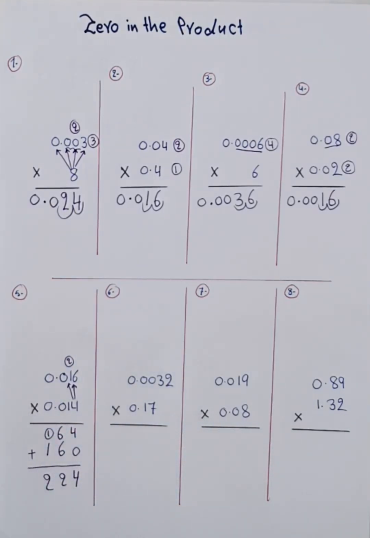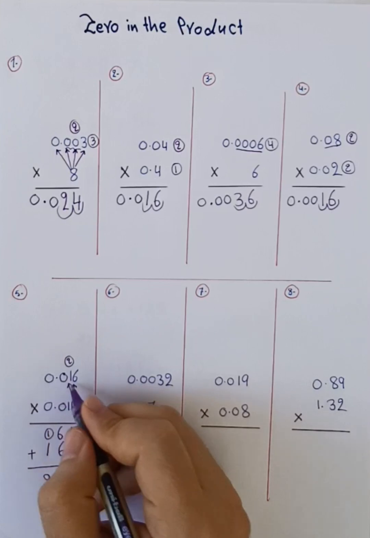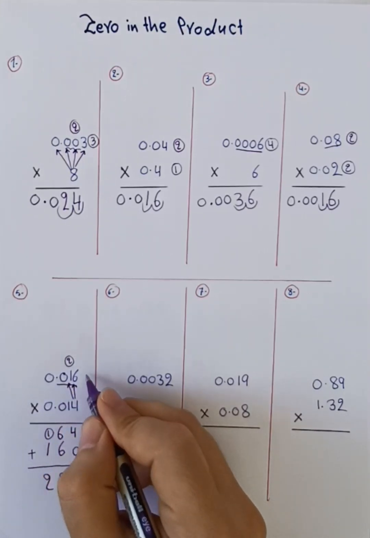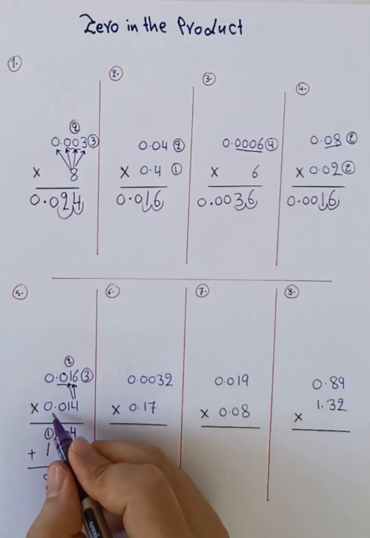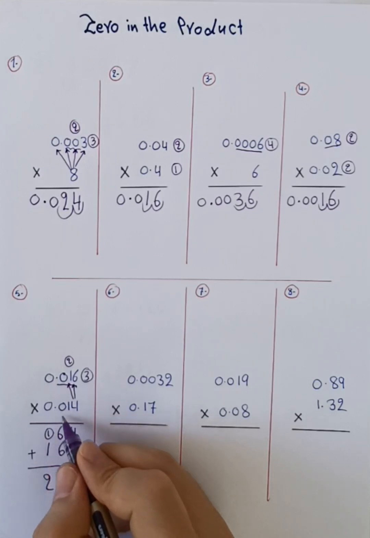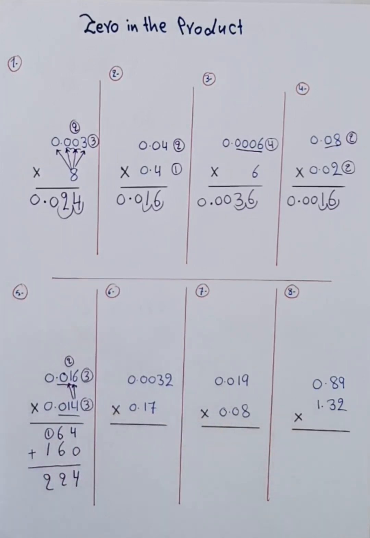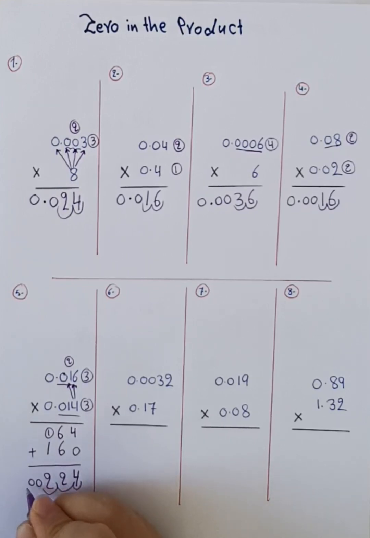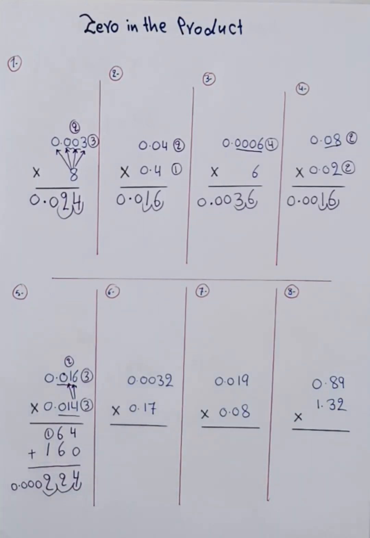After that, you have to write the decimal point in the product. In the first number, after this point, we have 3 numbers. In the second number, after this point, we have 3 numbers. We have to skip 6 numbers and then write the decimal point. 1, 2, 3, 4, 5, 6. The decimal point and another zeros.